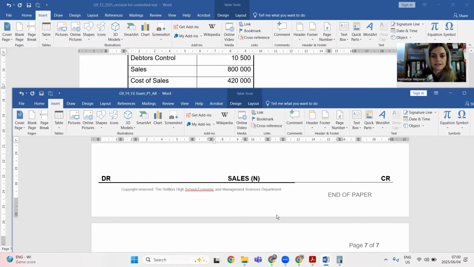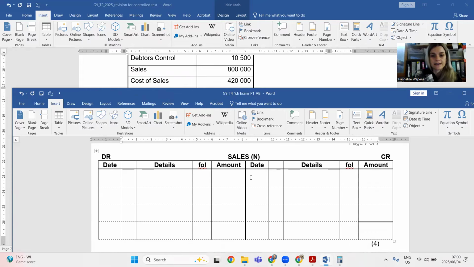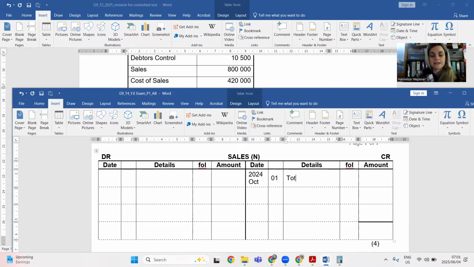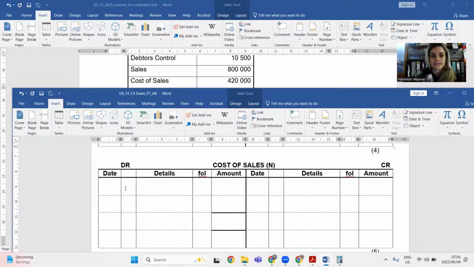Then from the previous months, you had some sales. So you go to your sales account. Sales is an income account. Income and expense accounts have totals. And remember that we said sales increase on the credit side. Therefore, they have their total on the credit side. And then cost of sales is an expense, therefore on the debit side. So please go and study your debits and credits. Brought down 420.